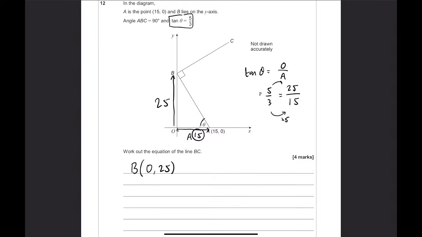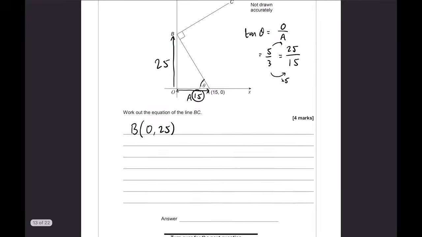Now all we have to do is work out the gradient. Now the gradient of BC is going to be the negative reciprocal of the gradient of AB, because they are perpendicular. And because we have 2 coordinates of AB, we can work out the gradient of it. So we're going to use the 2 coordinates of (0, 25) and (15, 0).